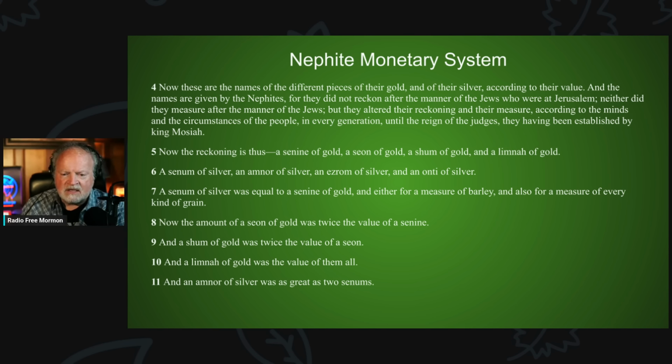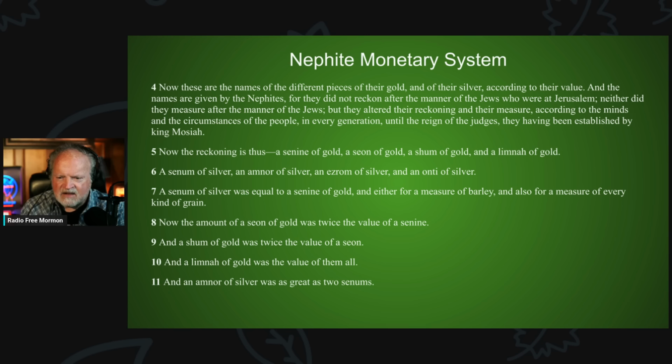Okay. Chapter 11 of Alma, verse 4 through 11, and it goes on to the next slide. Now, these are the names of the different pieces of their gold and of their silver according to their value. And the names are given by the Nephites, for they did not reckon after the manner of the Jews who were at Jerusalem, neither did they measure after the manner of the Jews.